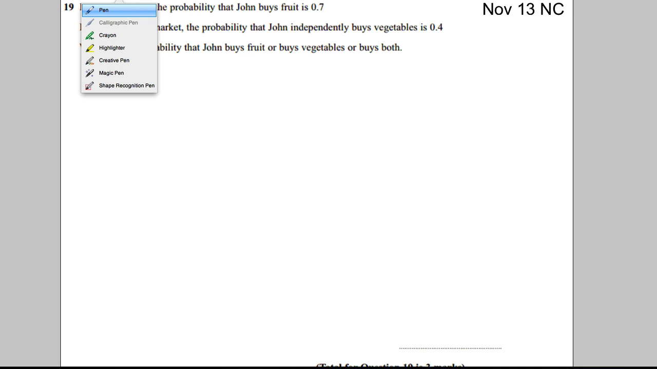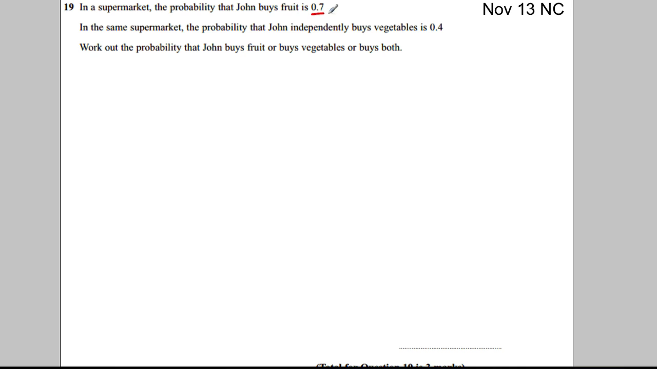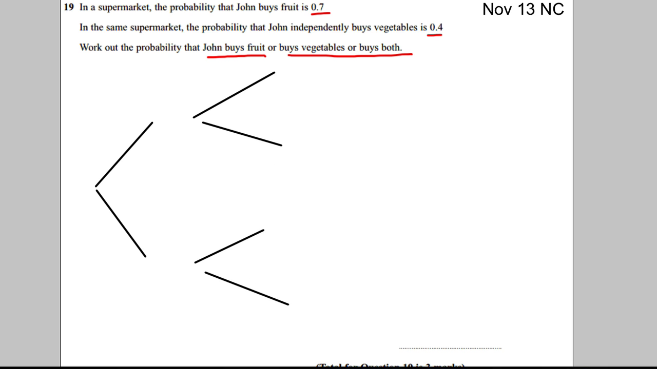Okay, it says the probability that John buys fruit is 0.7. In the same supermarket, he independently buys veg, and the probability he buys veg is 0.4. Work out the probability that John buys fruit or vegetables or both. So let's just do a branch for each decision. So let's say the fruit first. Either he gets fruit or not fruit, or he gets veg or not veg.